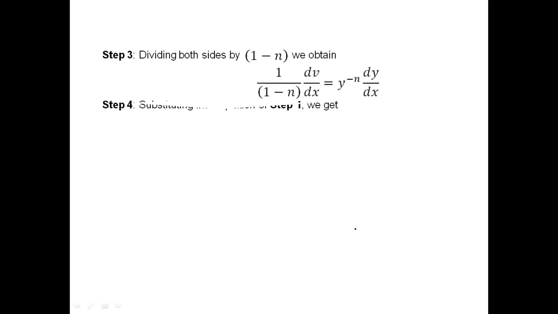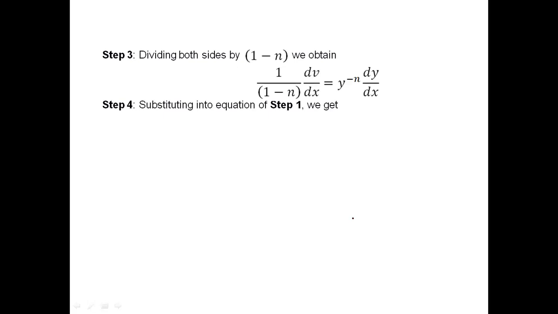Step 3, we divide both sides by 1 minus n. Dividing both sides by 1 minus n, what do we get? We get the expression 1 over (1 minus n) dv over dx is equal to y raised to the power negative n dy over dx.